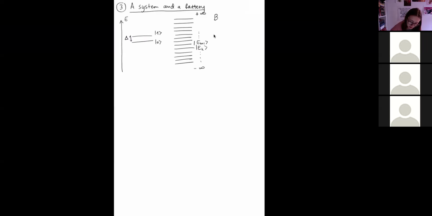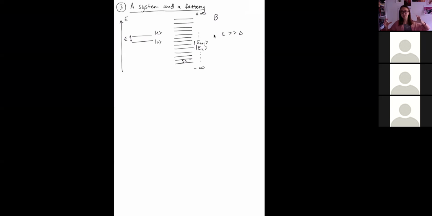Actually, let me change the notation a bit. Let me be consistent with the lectures, and let me call this epsilon. And this gap I'll call delta. All these levels are equidistant from each other for the battery. And of course, we're working in the assumption that the energy gaps in the battery are much less than the energy gap for the qubit. The idea of the exercise is to describe a particular type of transformation that can happen between these two systems. The transformation describes an interchange of energy between these two systems.